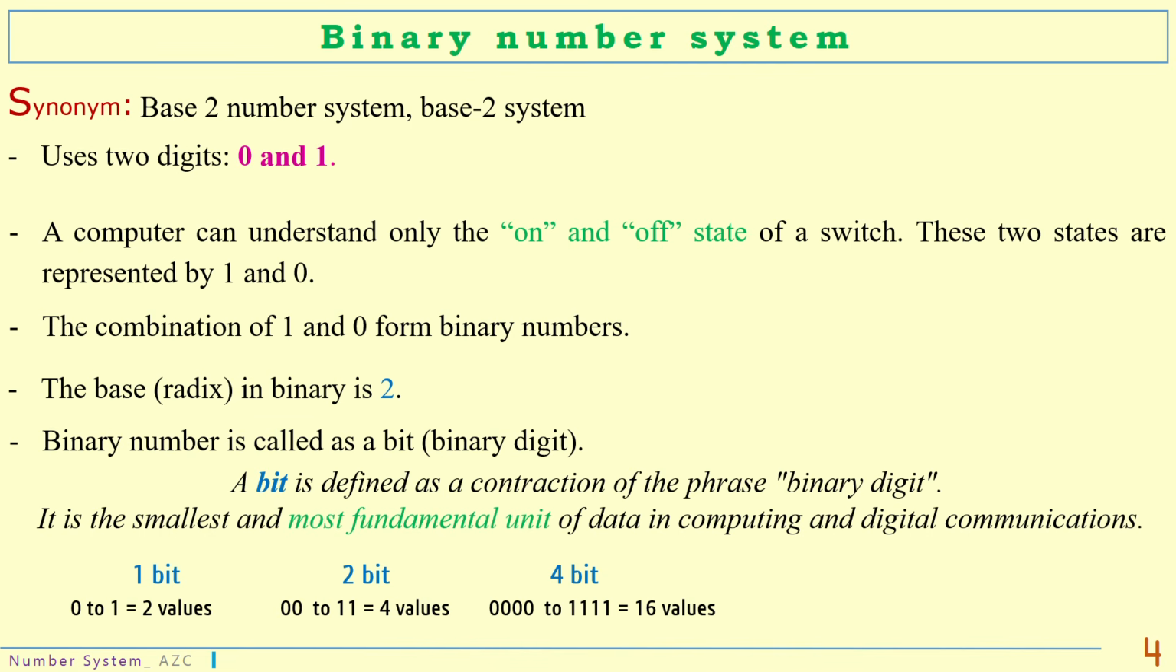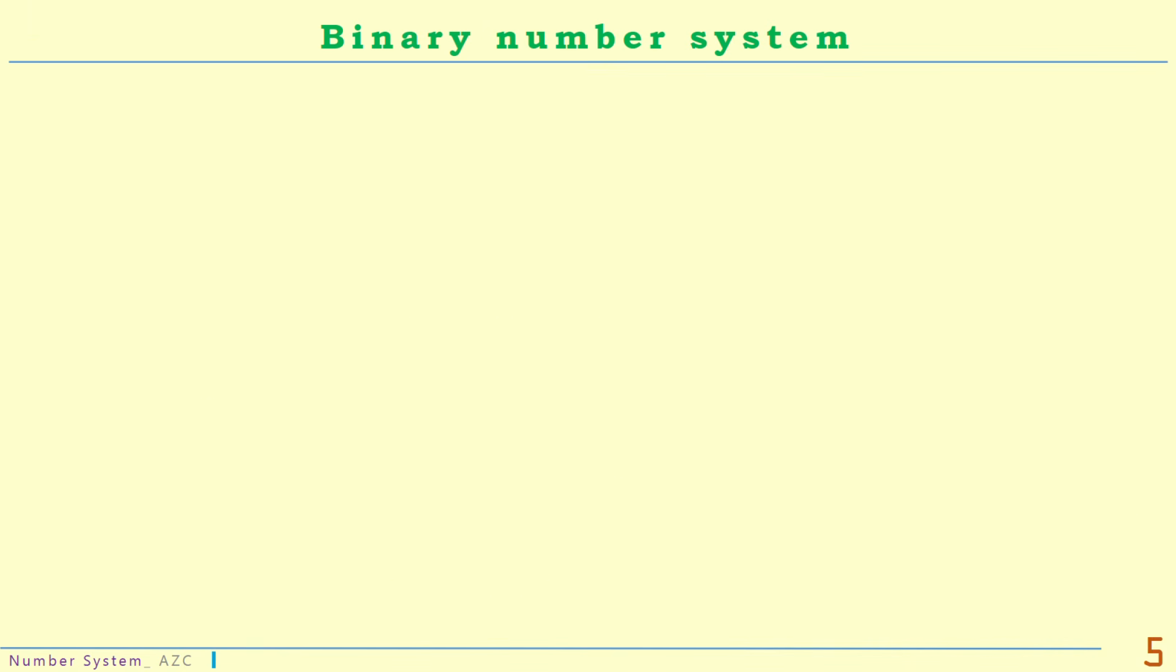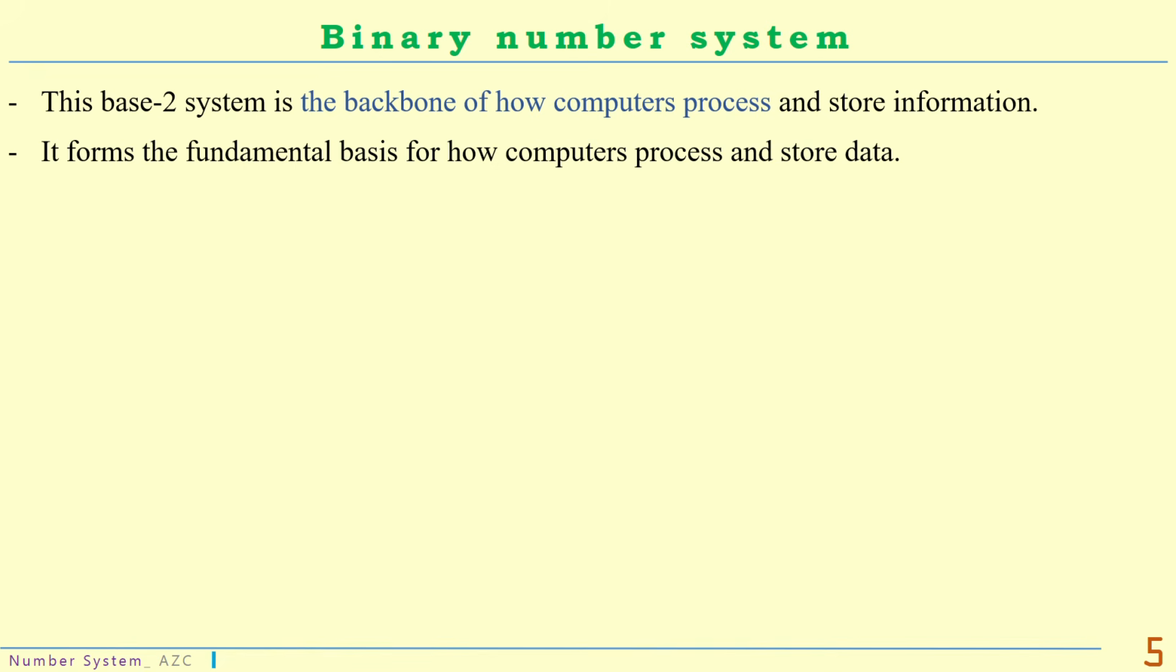4 bits means 4 digits in a number, so total 16 possible values. Similarly, there is 8 bit that allows 256 unique combinations or values. 8 bit is actually 1 byte. This base 2 system is the backbone of how computers process and store information. It forms the fundamental basis for how computers process and store data.